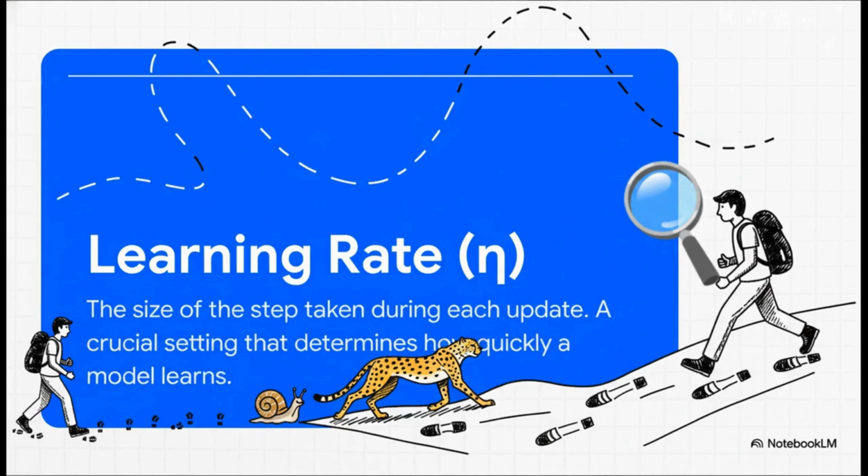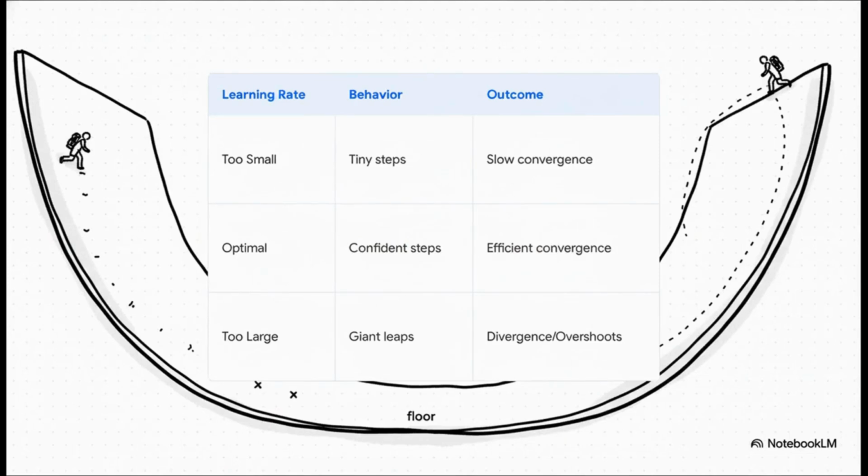Is our hiker taking tiny, shuffling baby steps, or are they taking giant, confident leaps? This choice is absolutely critical. And this table just lays it all out perfectly. If your learning rate is too small, our hiker takes these microscopic steps. They'll get there, eventually, but it might take forever.